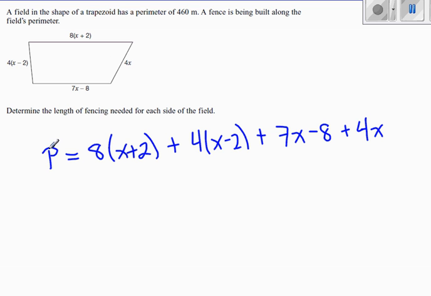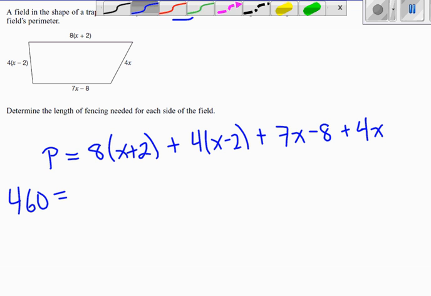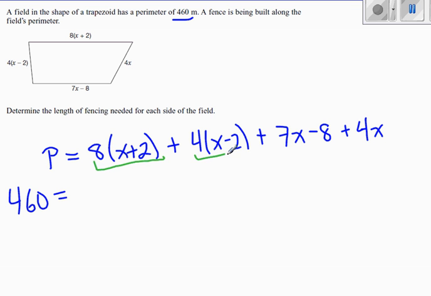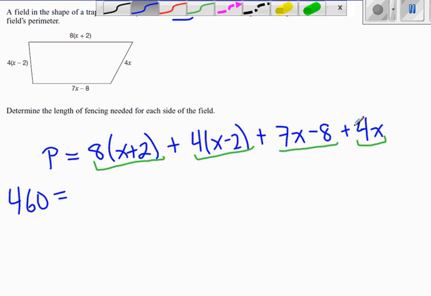Now, I actually know that the perimeter is 460. So instead of P, I write 460. So the perimeter, if I walked all the way around, I would walk 460 meters. And so that means that each portion is now represented. So here's the first side, here's the second side, there's the third side, and there's the fourth side. So let's start doing some polynomial math here in this equation.